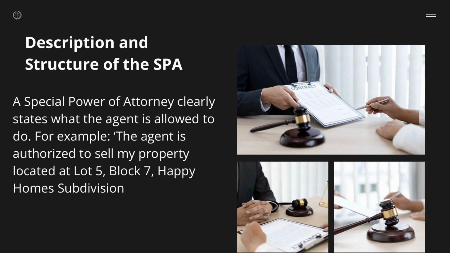Description and structure of the SPA. A special power of attorney clearly states what the agent is allowed to do. For example, the agent is authorized to sell my property located at Lot 5, Block 7, Happy Homes Subdivision.